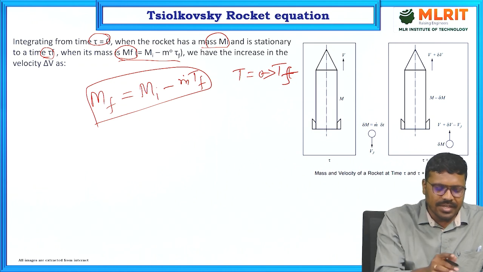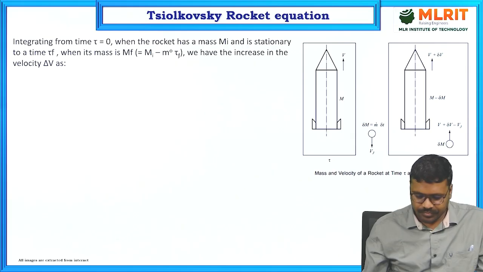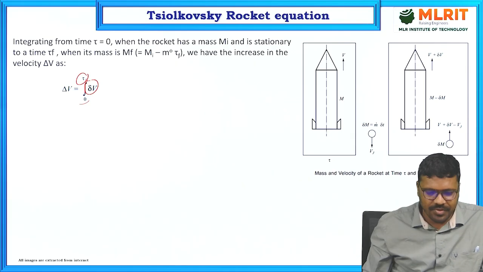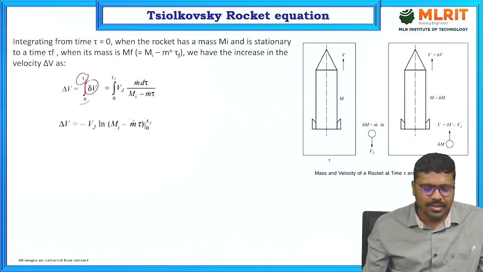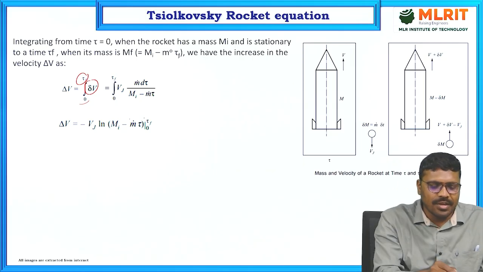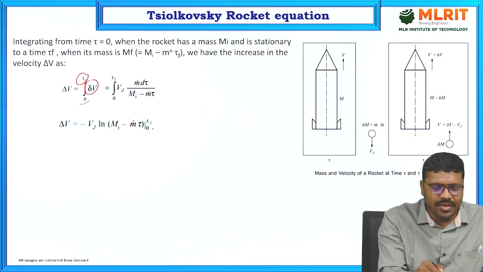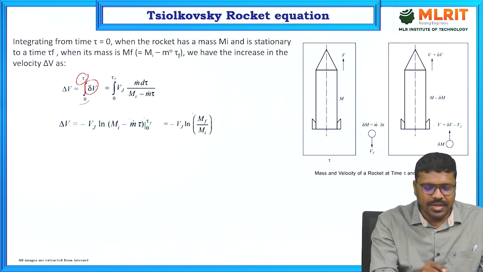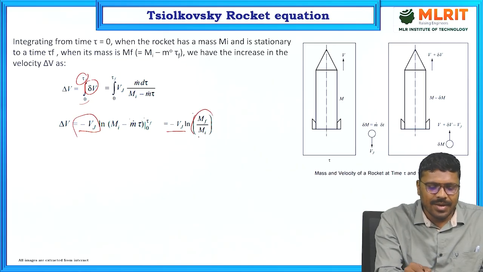Then the velocity gained is delta V. If I know the delta V equation, then delta V is equal to the integration from 0 to Tf of delta V. So, if I substitute delta V as Vj m dot dt by mi minus m dot T, then I will get delta V is equal to minus Vj log of mi minus m dot T from 0 to Tf. If I substitute Tf as the final and 0 as the initial, then this equation will become minus Vj log mf by mi.